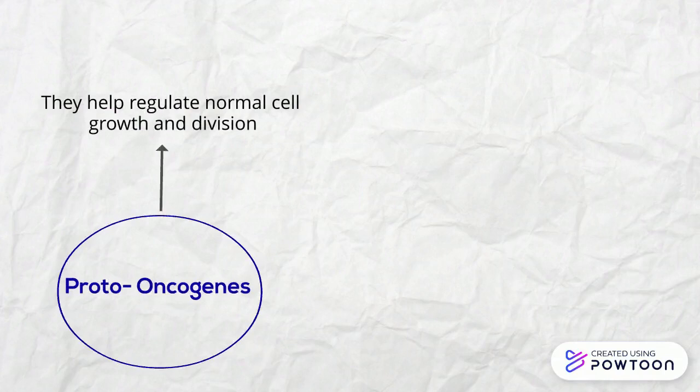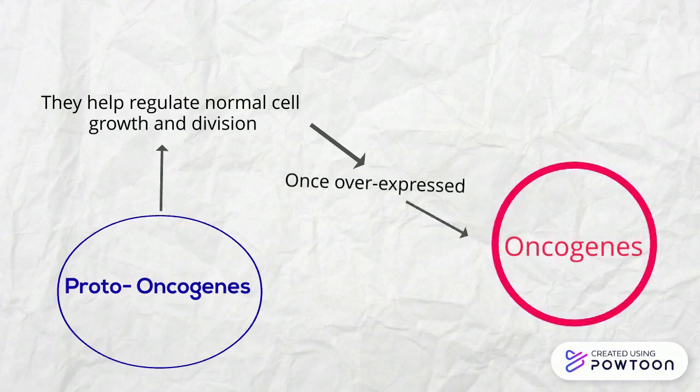In the normal cell, proto-oncogenes help to regulate cell growth and division, which is also what is known as cell proliferation. So think of it like an on and off switch. Once the proto-oncogene becomes overexpressed, or rather the on and off switch becomes faulty, it becomes an oncogene. In this case, there is a rapid growth and division of cells.